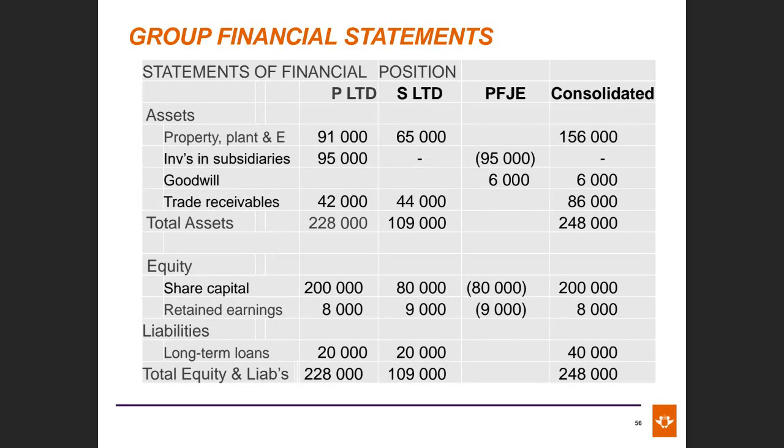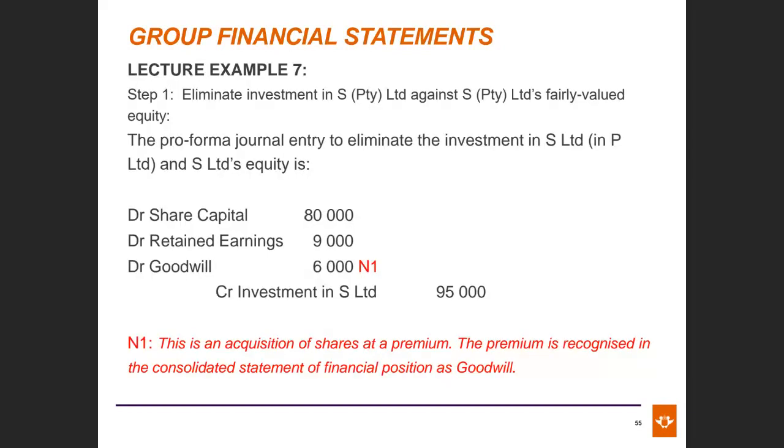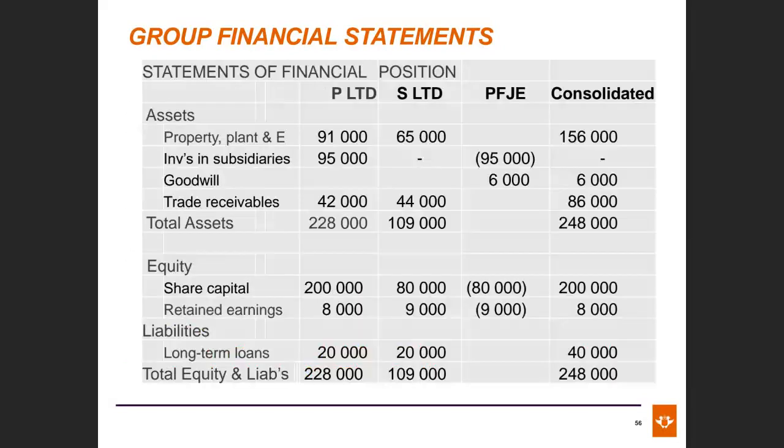Then we have our investments in subsidiaries. In P Limited's book, it had an investment of 95,000 Rand. But remember, this investment would have been an asset, a debit. In that pro forma journal entry, we credited the investment to show that in the consolidated financial statements, we cannot have this investment in subsidiary. So we eliminated this investment in the subsidiary.